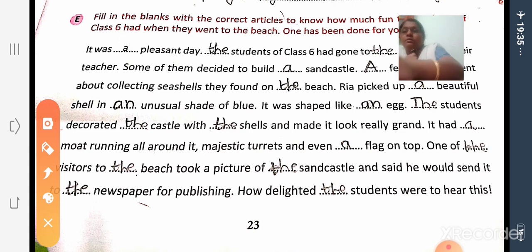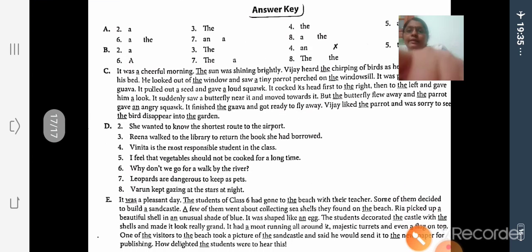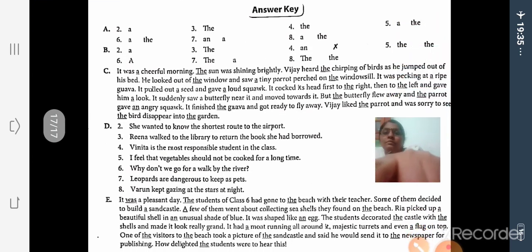Okay. So fill these blanks correctly. Then I have attached the answer key. So make use of this answer key to complete all the exercises given in your grammar text.